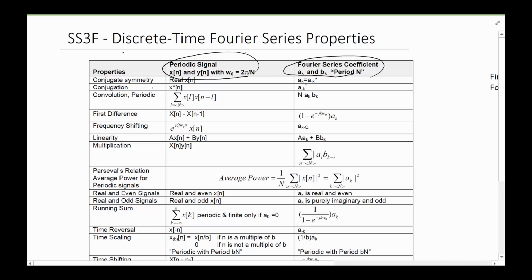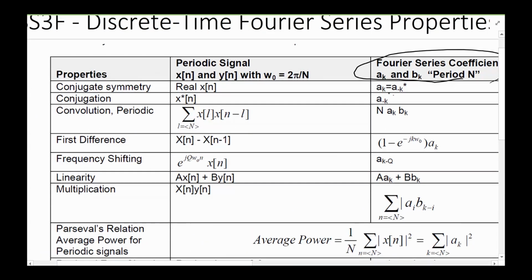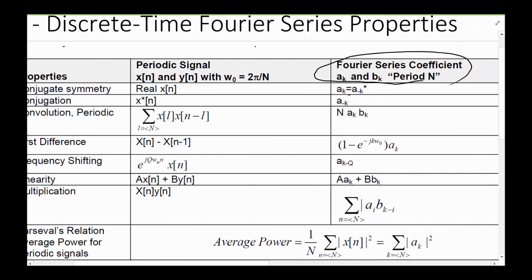conjugate symmetry, which basically means that if my function is real, then my Fourier series coefficients a of k would be the conjugate of a of minus k.